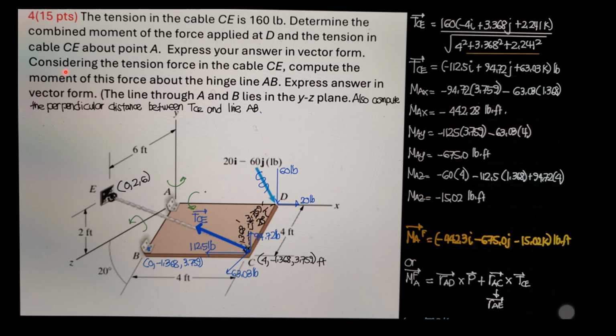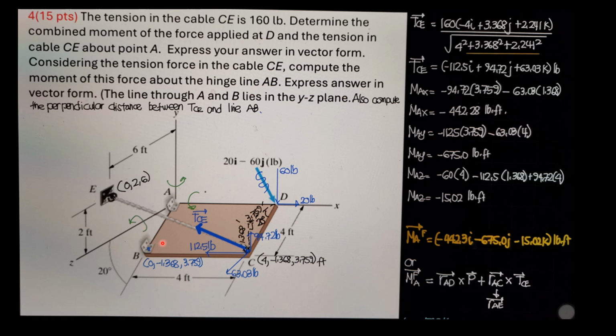Then in the second part, considering the tension force in the cable CE, compute the moment of this force about the hinge line AB. So about the line AB. Express the answer in vector form again, but when we solve this, it is a scalar first.